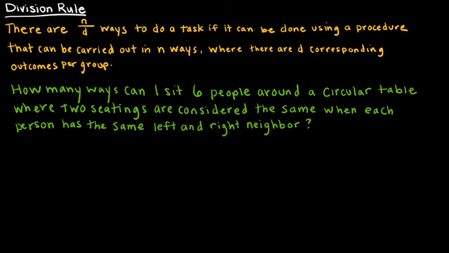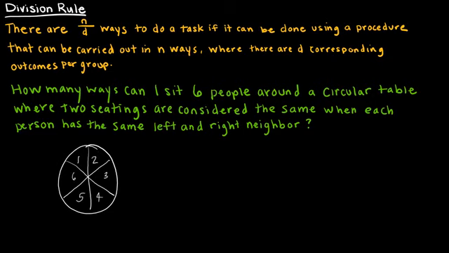So I have a circular table, and I'm going to split this table into 6 positions. And I'm just going to arbitrarily call this position 1, 2, 3, 4, 5, and 6. So it says, how many ways can I sit 6 people around a circular table where 2 seatings are considered the same when each person has the same left and right neighbor?